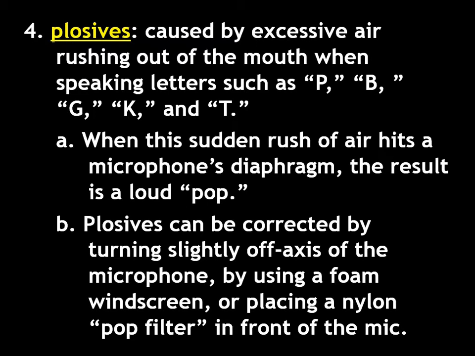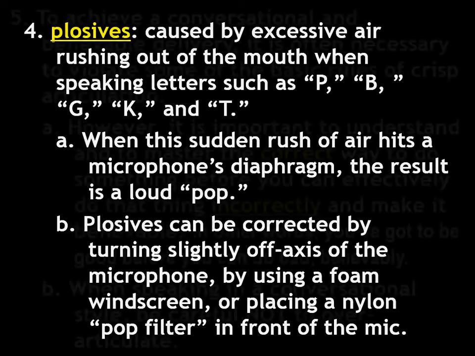So the way to correct for plosives would be to either turn slightly off your axis of the microphone, or you can use tools like a foam windscreen on your mic, or place a pop filter in front of the microphone. These will help to prevent the popping sound from going through and hitting the diaphragm of the microphone itself, and create a much more pleasant overall sound for those that are listening.